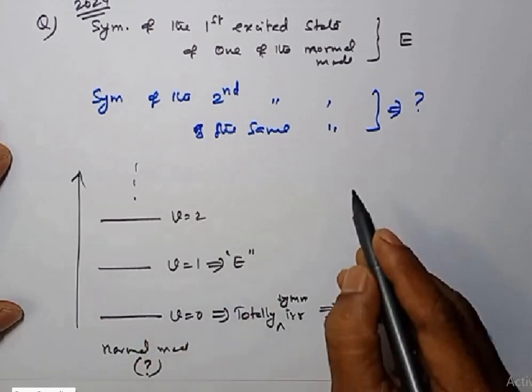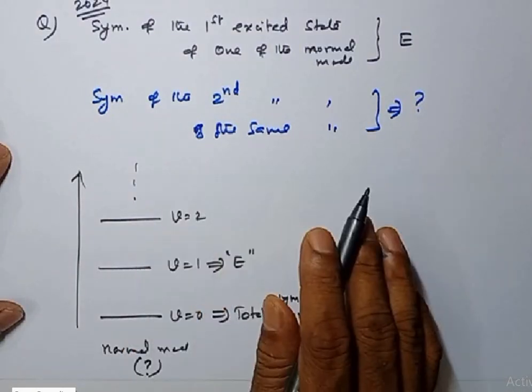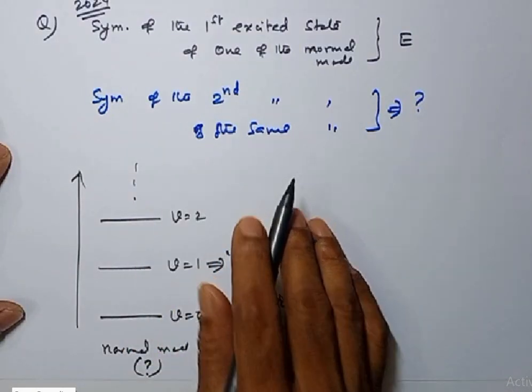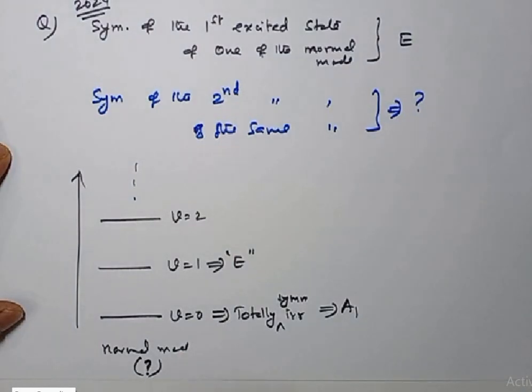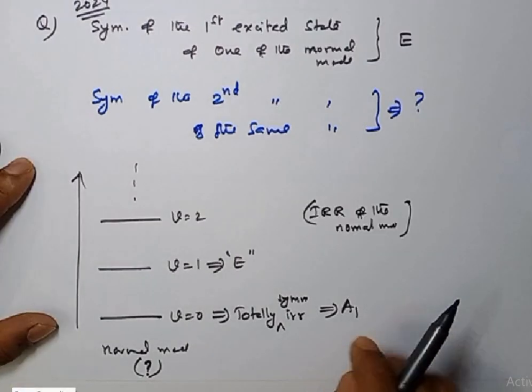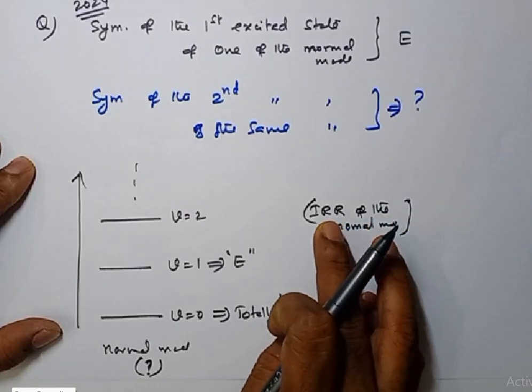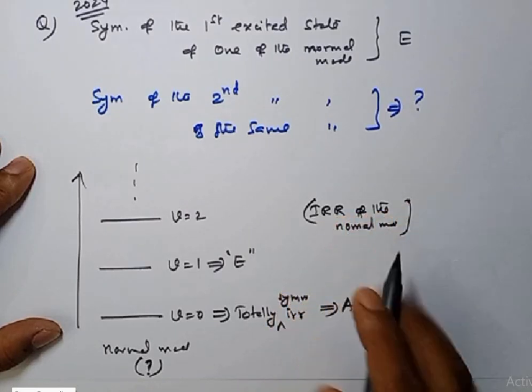Listen, very simple. Keep this in mind. We don't know the ground state, or in which irreducible representation the normal mode belongs. That we don't know. You should know this actually, but it is not given. The irreducible representation of the normal mode is not given.